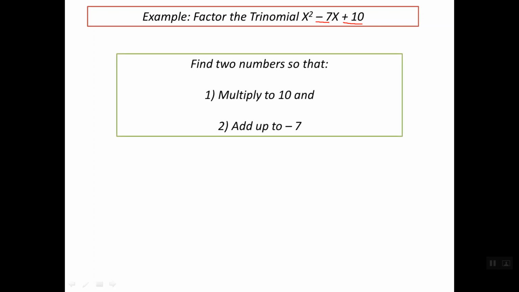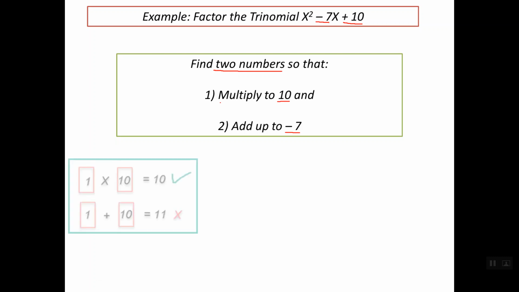So this is the strategy we need to check. So we have two numbers, the multiplication should be plus 10, and the addition should be equal to minus 7. So if we try to use the two numbers plus 1 and plus 10, so plus 1 multiplied by plus 10 is plus 10, so the first condition is fulfilled, while for the second condition, plus 1 plus 10 is equal to plus 11, not minus 7.